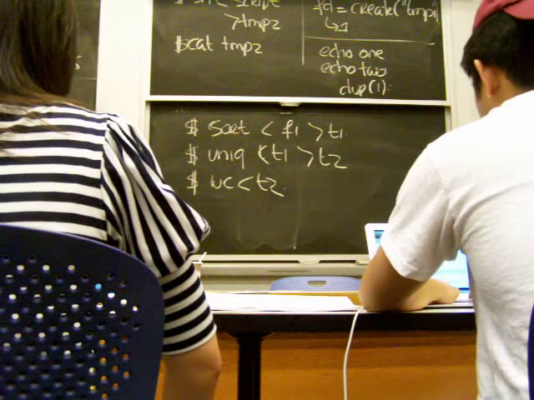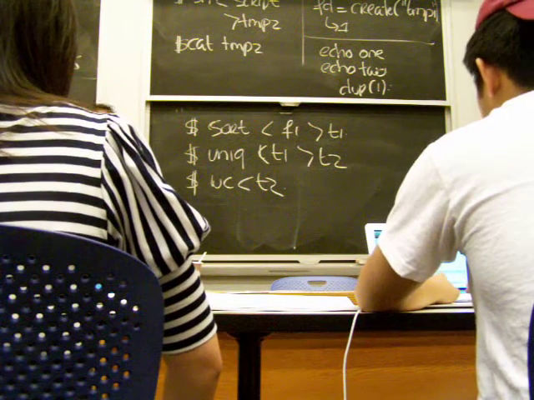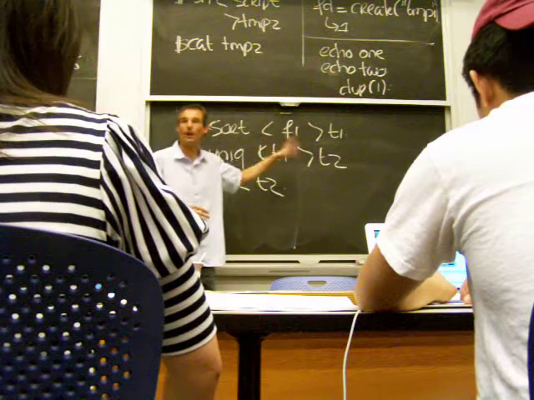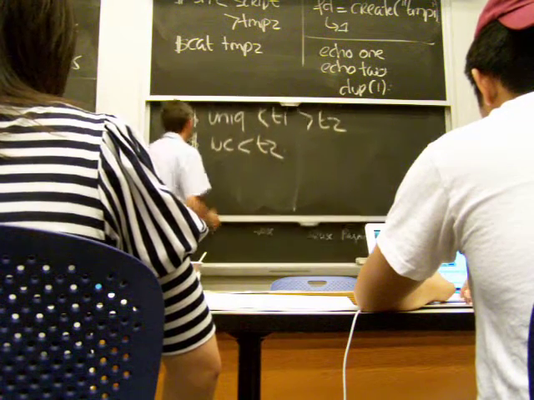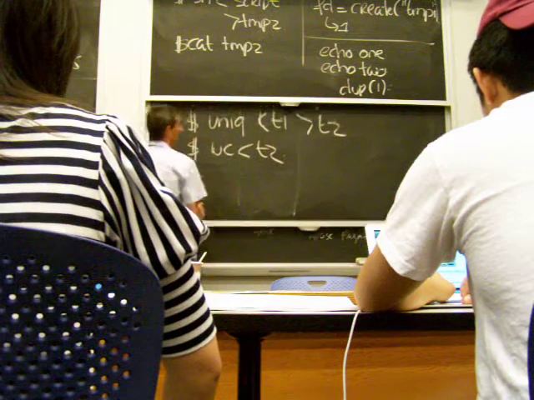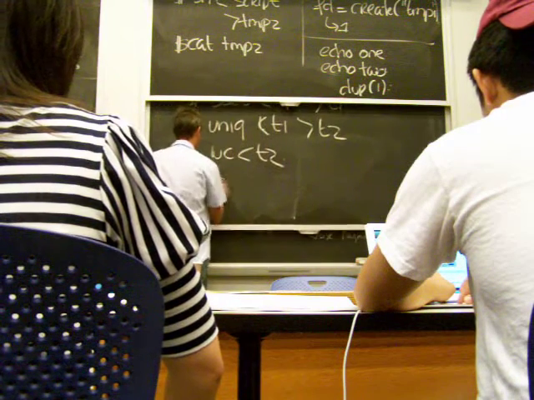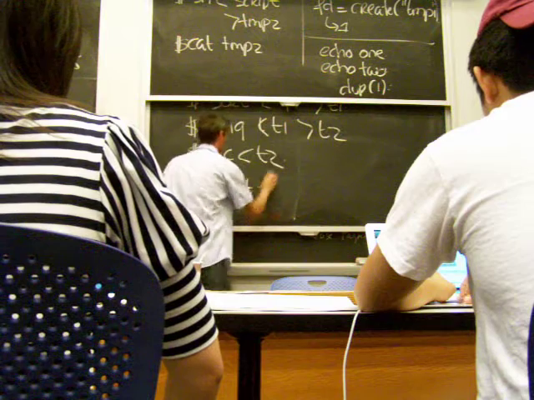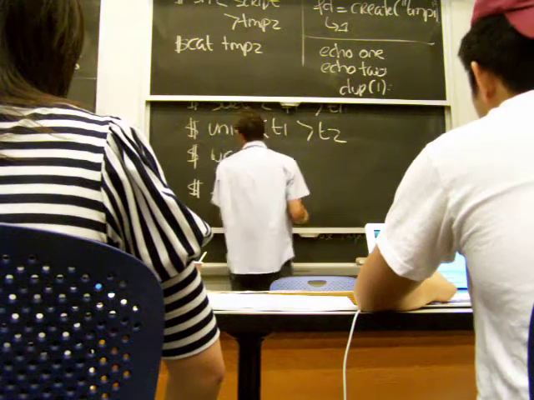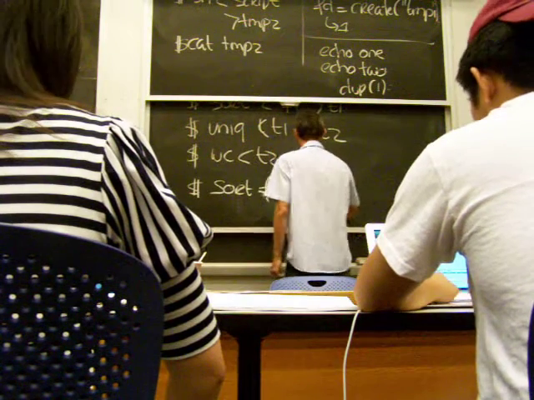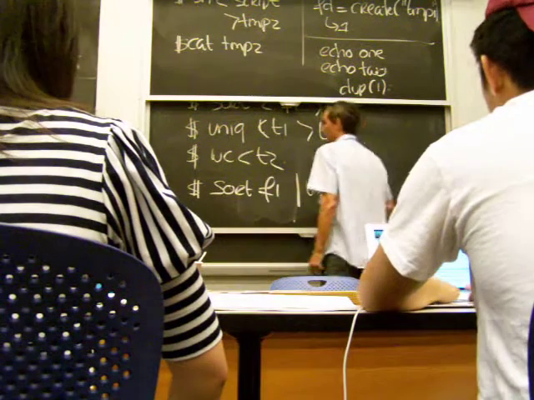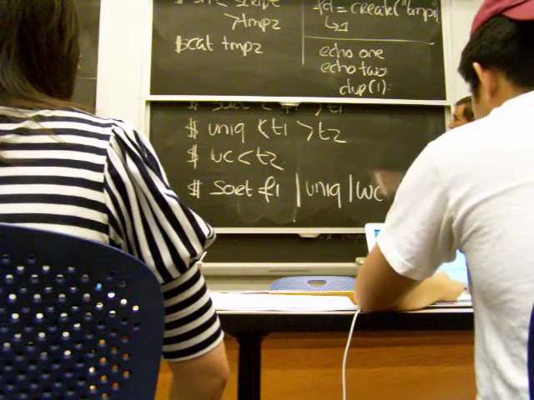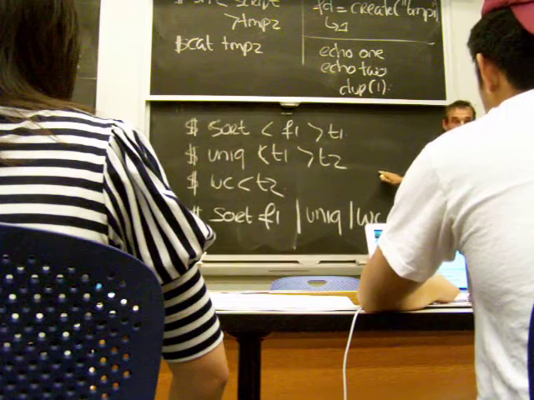Now this is slightly clumsy, right? Because you have to create these temporary files, and so it's much more convenient to write it in a slightly different way, which is what Unix allows you to do. You can write sort F1, pipe the output into uniq, and the output of uniq should go to word count. And that's the equivalent of these three lines of code.